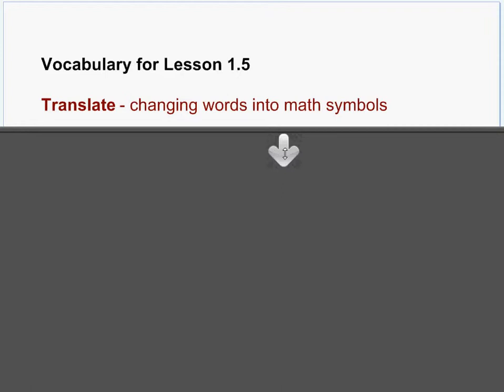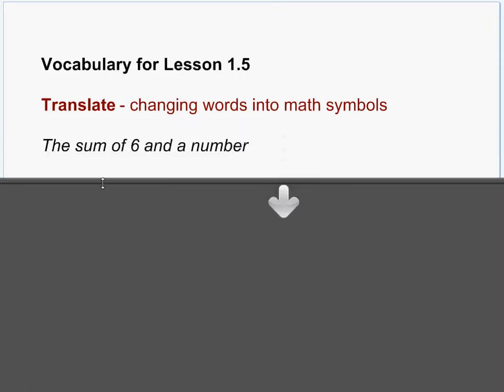Okay? So if we have something that says the sum of 6 and a number, well, we would take these words and change them into math symbols. Now, in your previous math courses, you've learned what the key terms are and what they represent, and this should be review. However, if you don't remember them, I have on my website, and you can ask me in class, a Word document that has many of the key terms that you can look at, and it'll help you translate, okay? So make sure you download that if you don't have it.